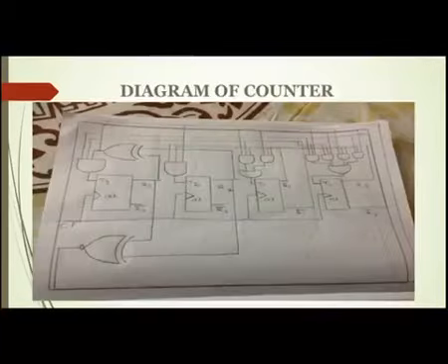This is the final diagram of the counter which we have desired. Here CP denotes the clock pulse, and here we can see there are 4 flip-flops T3, T2, T1, T0, and the gates which we have used in this counter are XOR gate, XNOR gate, AND gate and OR gate.